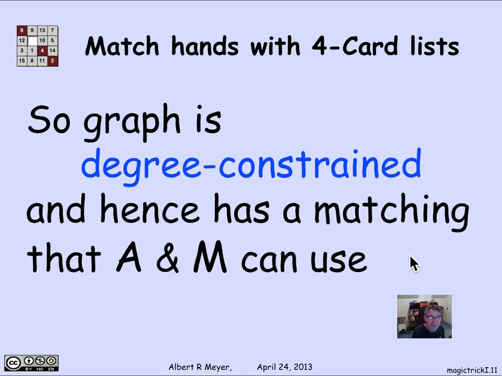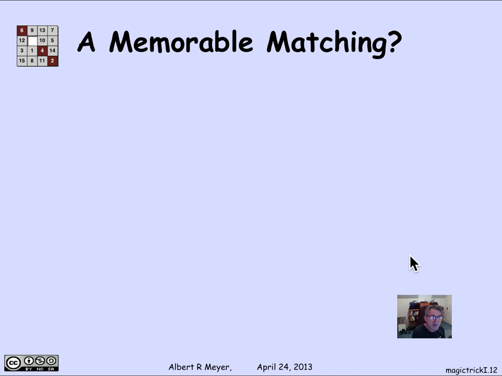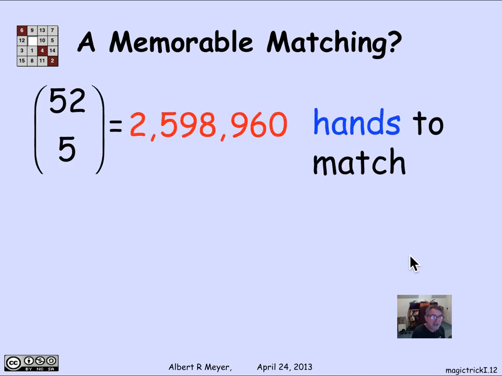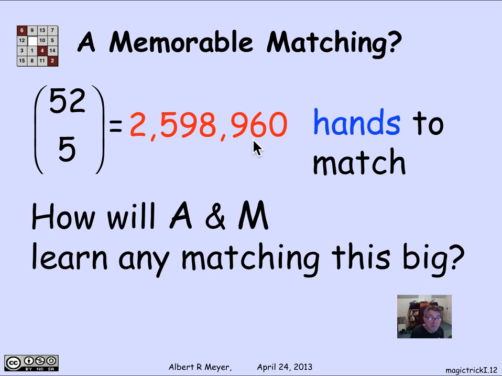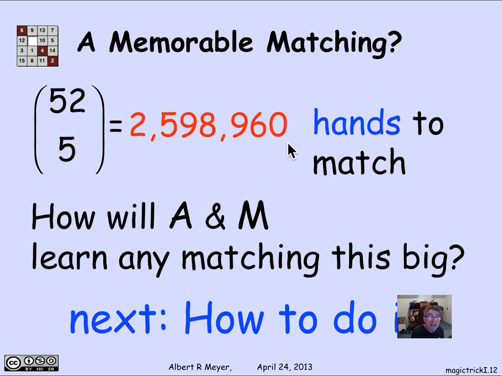So they have a matching they can use, but how on earth do they remember it? Because look, there are 52 choose five possible five card hands. That's about 2.5 million hands. And every one of them has to be matched to a unique four card list. How are the assistant and the magician going to memorize a matching of 2.5 million things? There has to be some additional structure that they use in order to be able to, in fact, do this in their heads. Remember, they're not writing anything down, and we will examine in the next video just how they do it, at least one way that works fine.